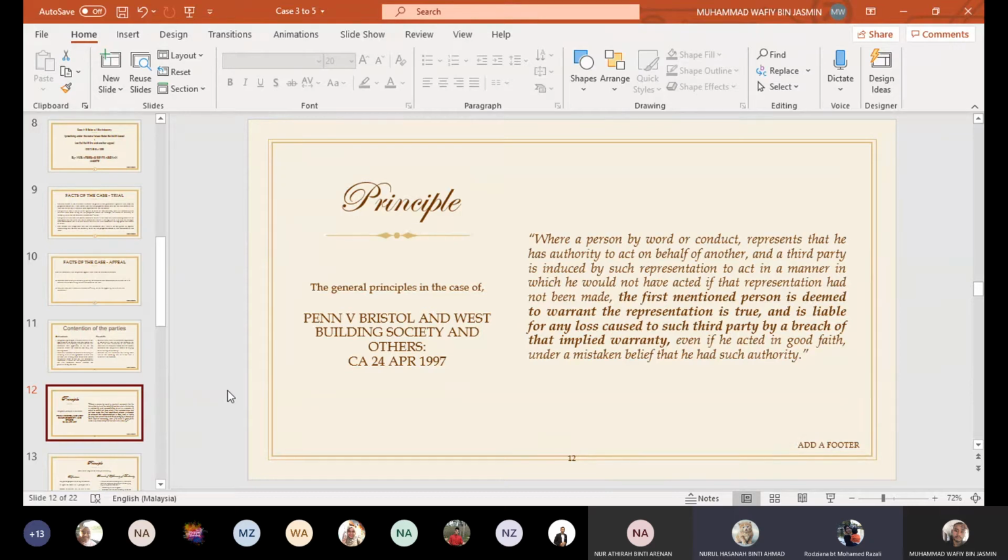Okay, you boleh tengok contohnya this old English case, Reynolds and Howell, Reynolds versus Howell, 1873 LR page 8.